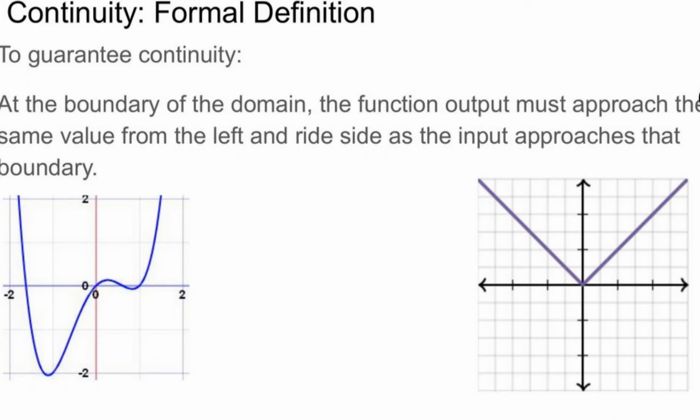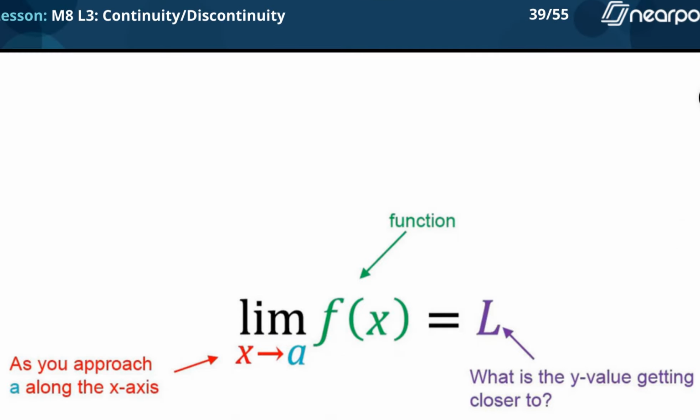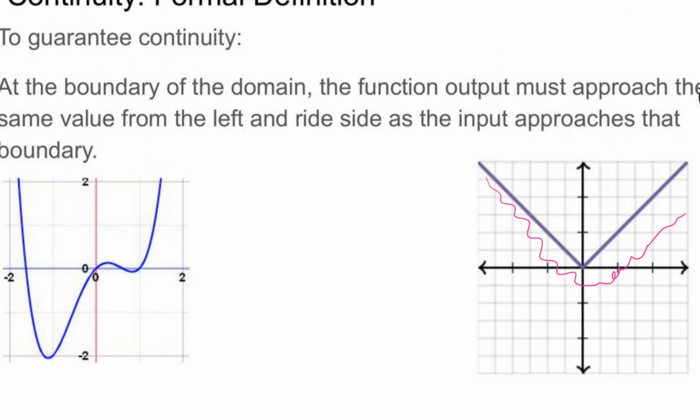Continuity is the idea that a function has to approach the same value from both sides as the input approaches that boundary. So very similar language to what a limit is. The idea here is that continuity is a function that continues moving without any kind of discontinuity. So these two graphs that you see are both examples of continuous functions. I don't have examples of discontinuous ones, but those are ones with holes, with jumps, with infinite discontinuities, right?